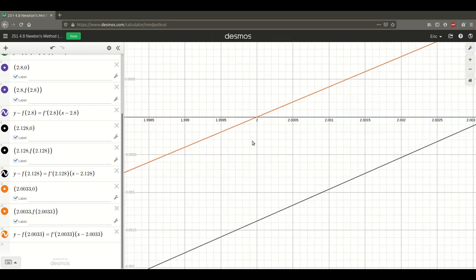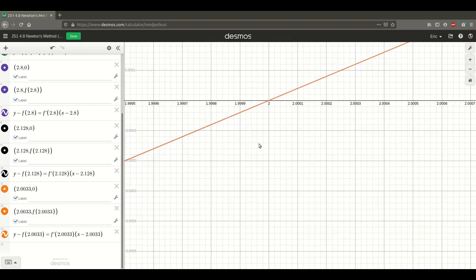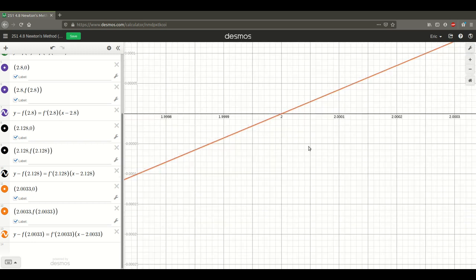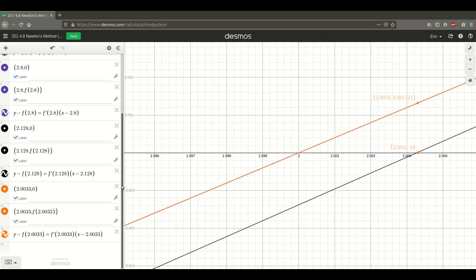And now Desmos actually doesn't have the ability to give me any finer precision. As far as Desmos is concerned, at this point f of x and this line are indistinguishable. And we got to this level by the fourth iteration of Newton's method. So it's a powerful technique for finding roots.